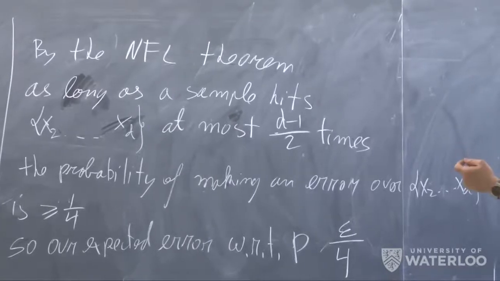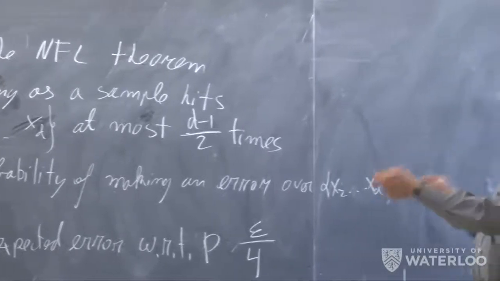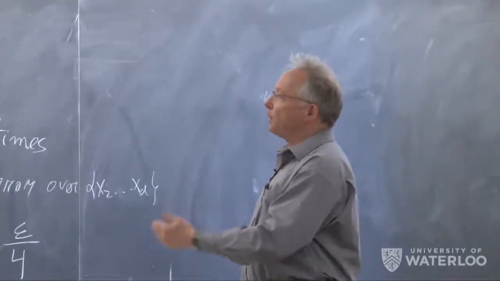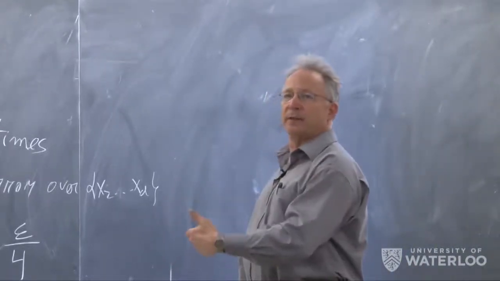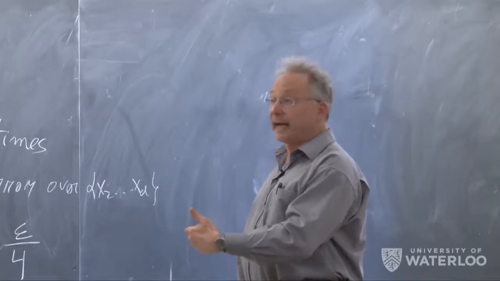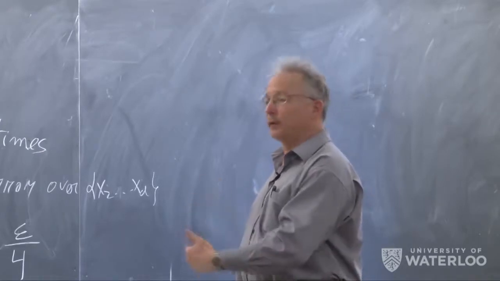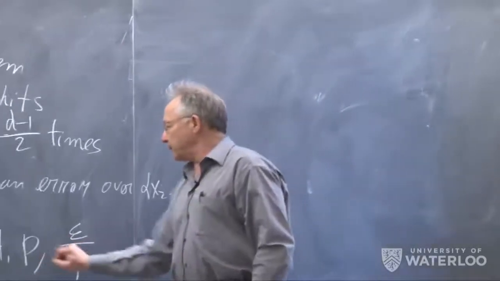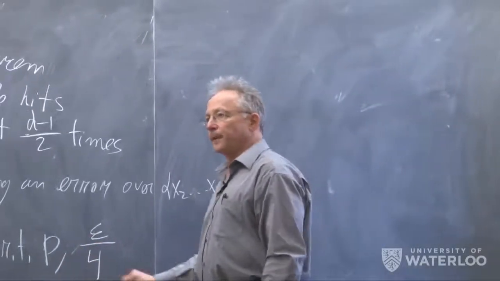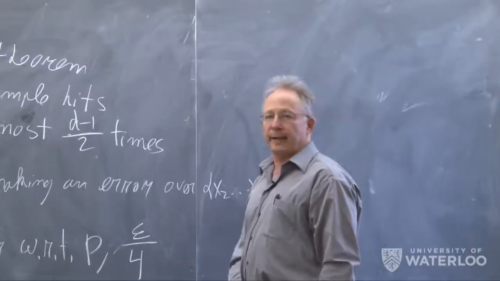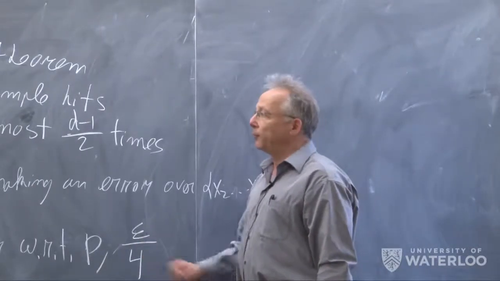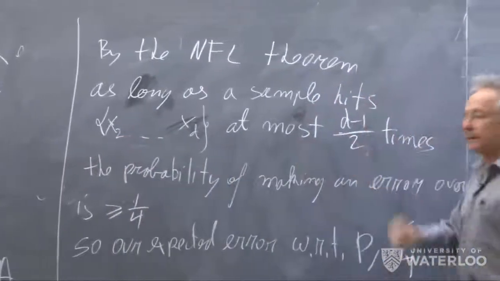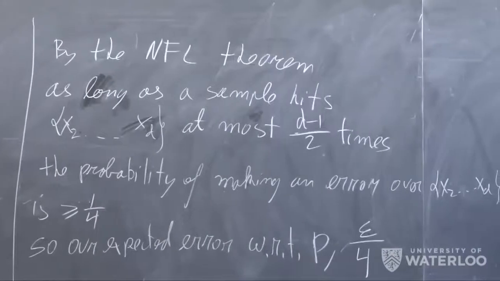But the probability that I'll be in this sparse area is just epsilon. So in total, my probability of making an error is the probability of hitting the sparse area, which is epsilon, times the quarter error if I hit this area. So my probability of error is epsilon over 4. In order to get an error better than epsilon over 4, I have to hit this set at least d minus 1 over 2 times.